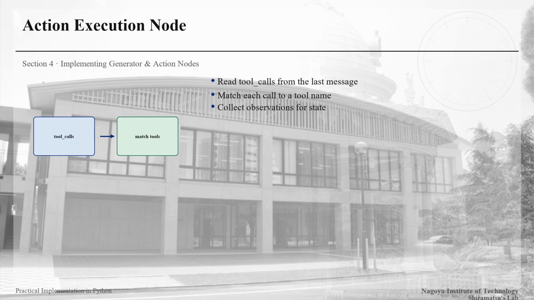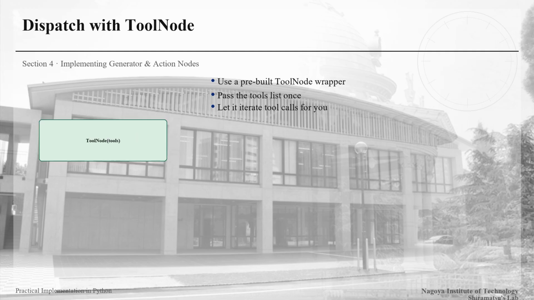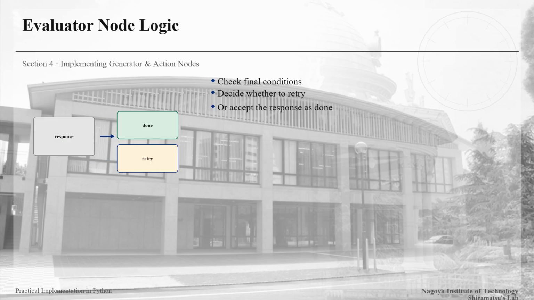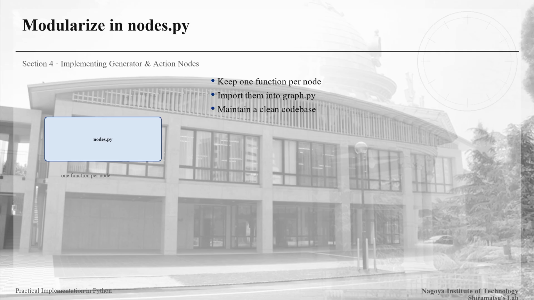The action node reads tool calls from the last message and matches them to tool names. A pre-built tool node can iterate tool calls and dispatch the matching Python functions. An evaluator node checks whether the response satisfies final conditions or needs another retry. Store node functions in nodes.py so the codebase stays modular and easy to maintain.